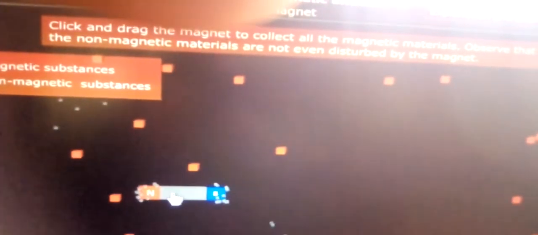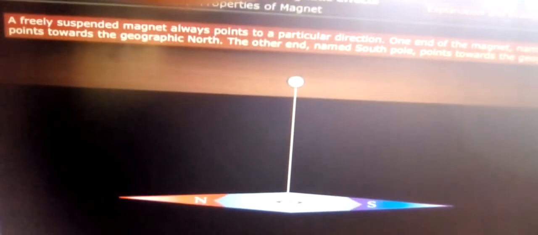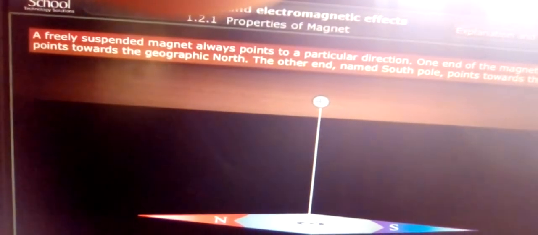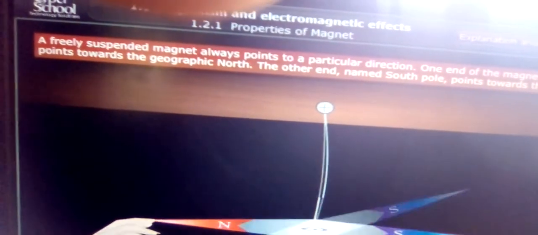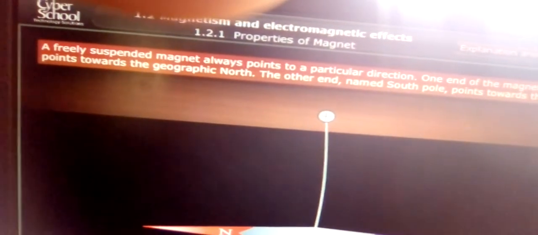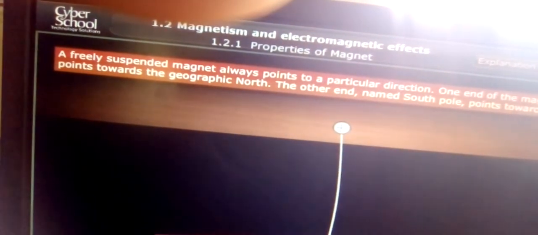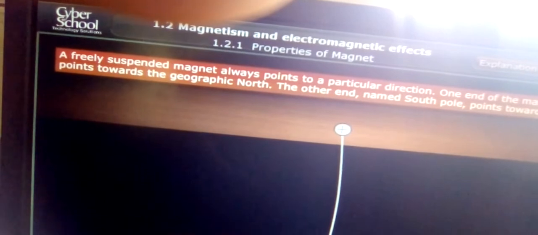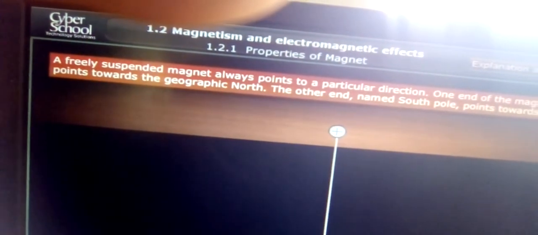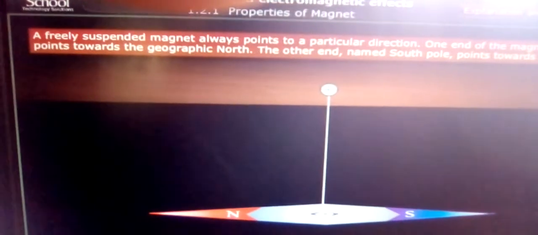Another property is that when we freely suspend our magnet, it will rest in a north-south direction, with the south pole resting in the northern hemisphere and the north pole resting in the southern hemisphere.